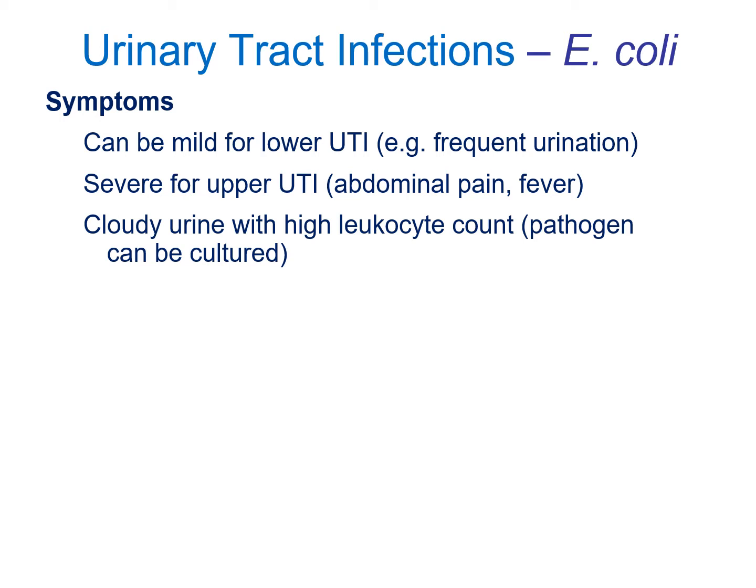So with an upper urinary tract infection, there can be severe abdominal pain and fever. And of course, once the bacteria gets into the kidney, which is very well vascularized, the bacteria may make its way into the blood, and then we've got a very dangerous systemic infection. With urinary tract infections, there tends to be cloudy urine, and that's because we've got leukocytes and debris in the urine, and it may be possible to take some of that urine, spread it on a petri plate, and culture the pathogen.